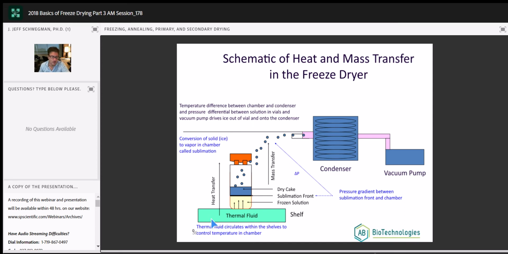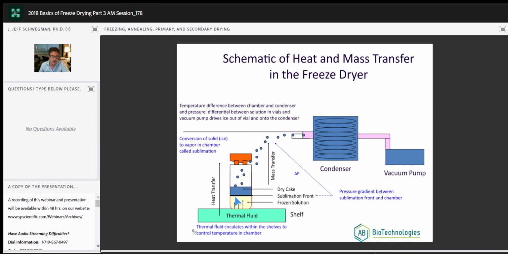I like this diagram because it shows you what's going on, both heat transfer and mass transfer. So again, we can control the thermal fluid in the shelf, however we heat the shelf. However, we lose heat. There's that stainless steel shelf we have to punch through. We lose heat. There's a gap of air between the bottom of the vial and the shelf. We lose heat. There's all this ice we have to get the heat through, we lose heat, so that by the time we get the heat to the sublimation front, it's going to be drastically different than the temperature of the thermal fluid in the shelf due to all those resistance values.